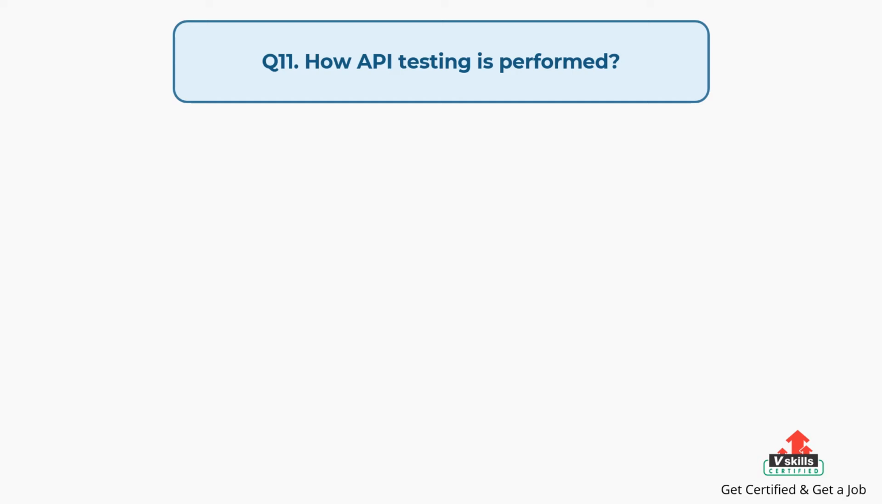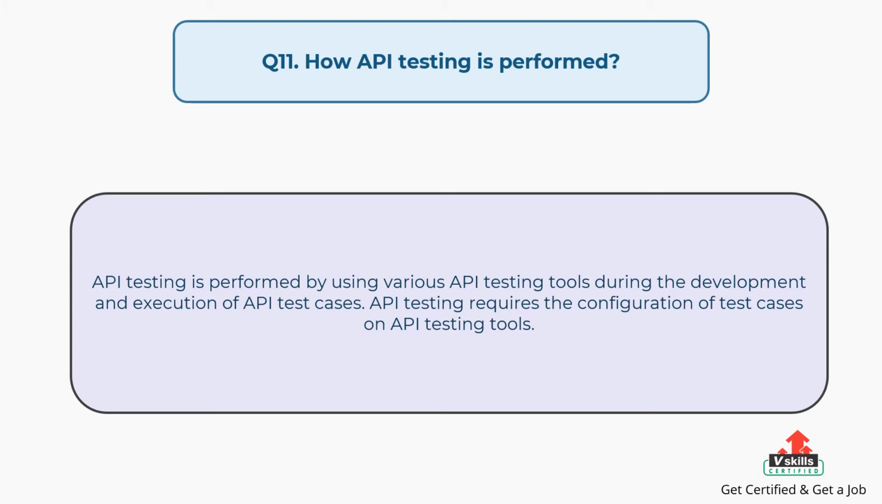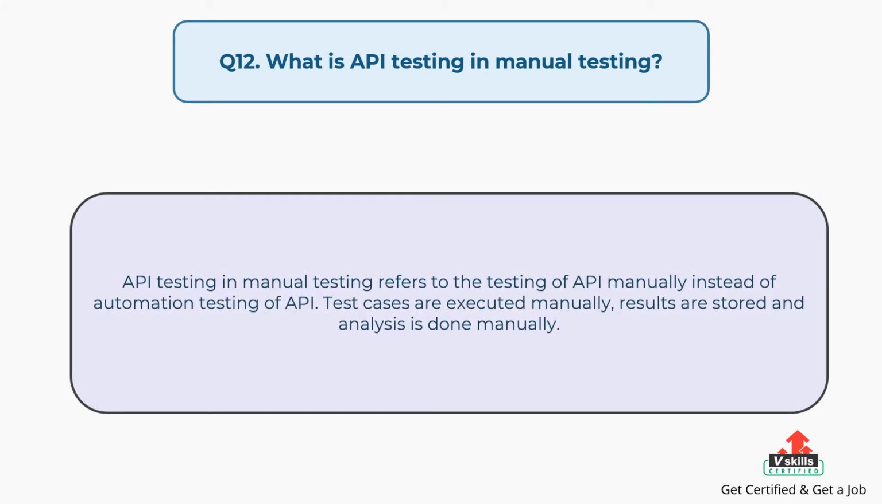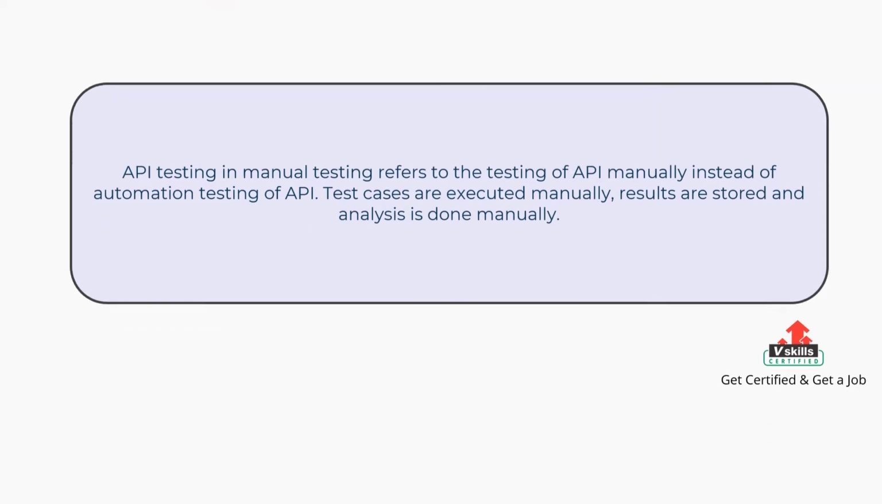Question number 11. How API testing is performed? The answer is API testing is performed by using various API testing tools during the development and execution of API test cases. API testing requires the configuration of test cases on API testing tools. Question number 12. What is API testing and manual testing? The answer is API testing and manual testing refers to the testing of API manually instead of automation testing of API. Test cases are executed manually, results are stored and analysis is done manually.